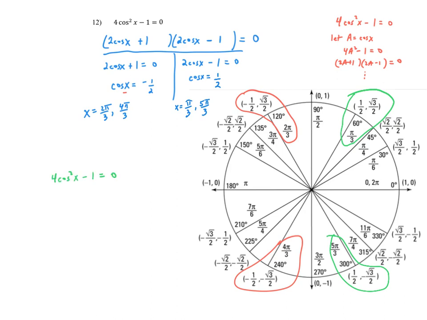This particular problem could have also been solved by using the square root method. We would have gotten cosine squared of x is equal to 1/4. And by taking a square root of both sides, we would have got cosine of x is equal to plus or minus 1/2. That would have led to the same solutions.